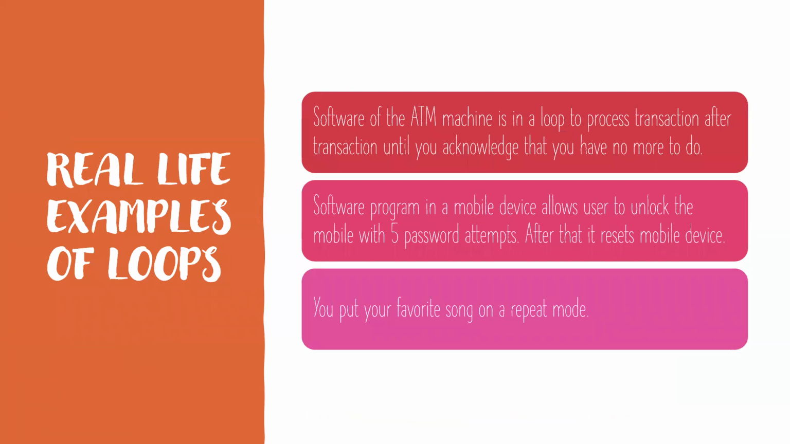Here are some real life examples of loops where you might need to use the for, while, or do while loop. The software of the ATM machine is in a loop to process transaction after transaction until you acknowledge that you have no more to do. A mobile device allows users to unlock the mobile with 5 password attempts, and after that, it completely resets the mobile device. So you have to use a for loop for that because there's a specific number of iterations, which is 5, and then it resets. And the last one is you put your favorite song on repeat mode. It continues to repeat and repeat until you stop it.